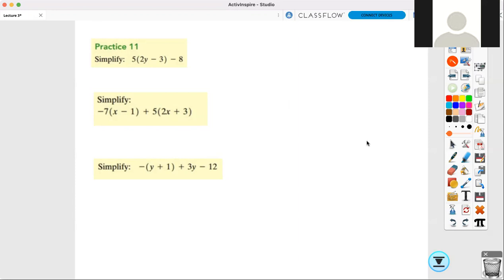All right. So for practice 11, the first one, we got number 1, 10y minus 23. Anyone who got that, that is correct. 10y minus 23.